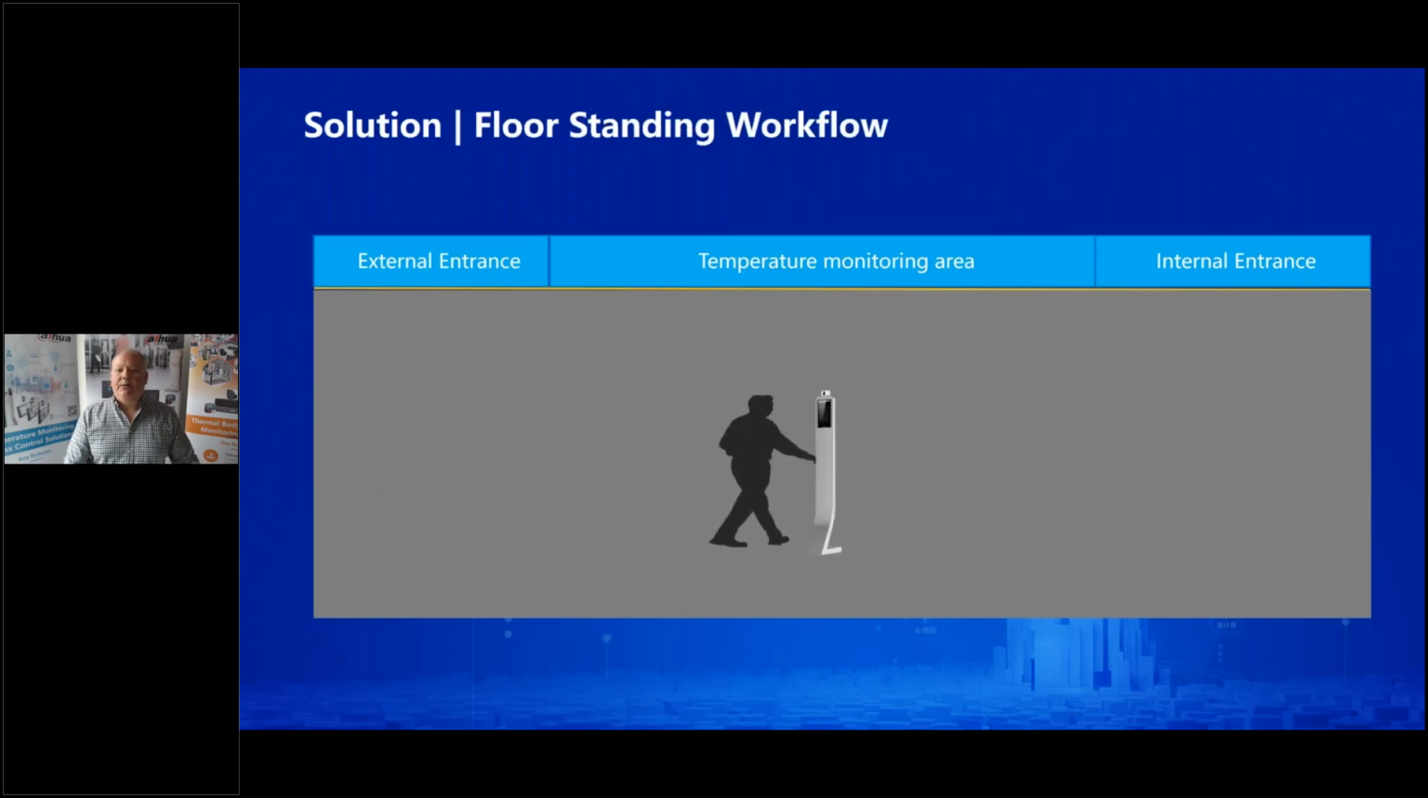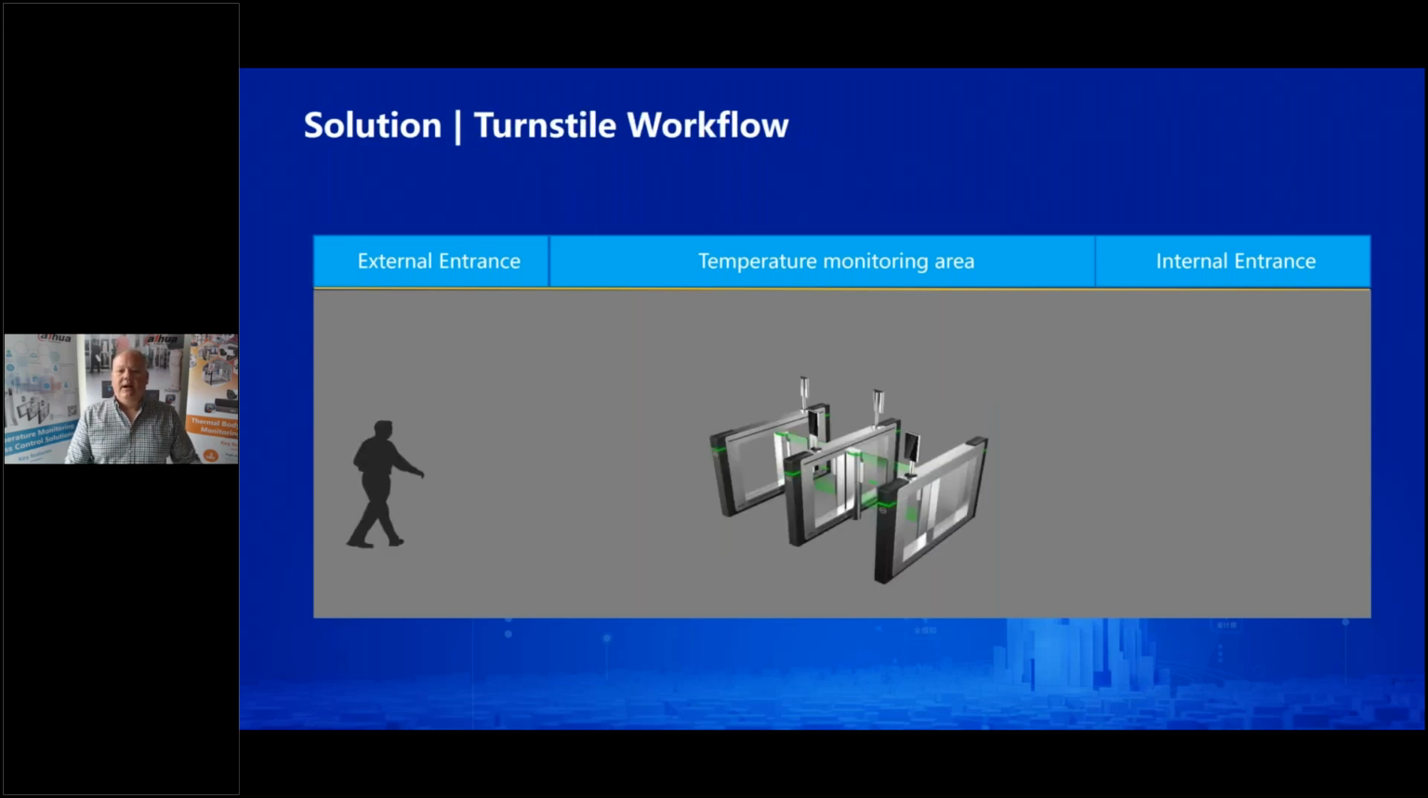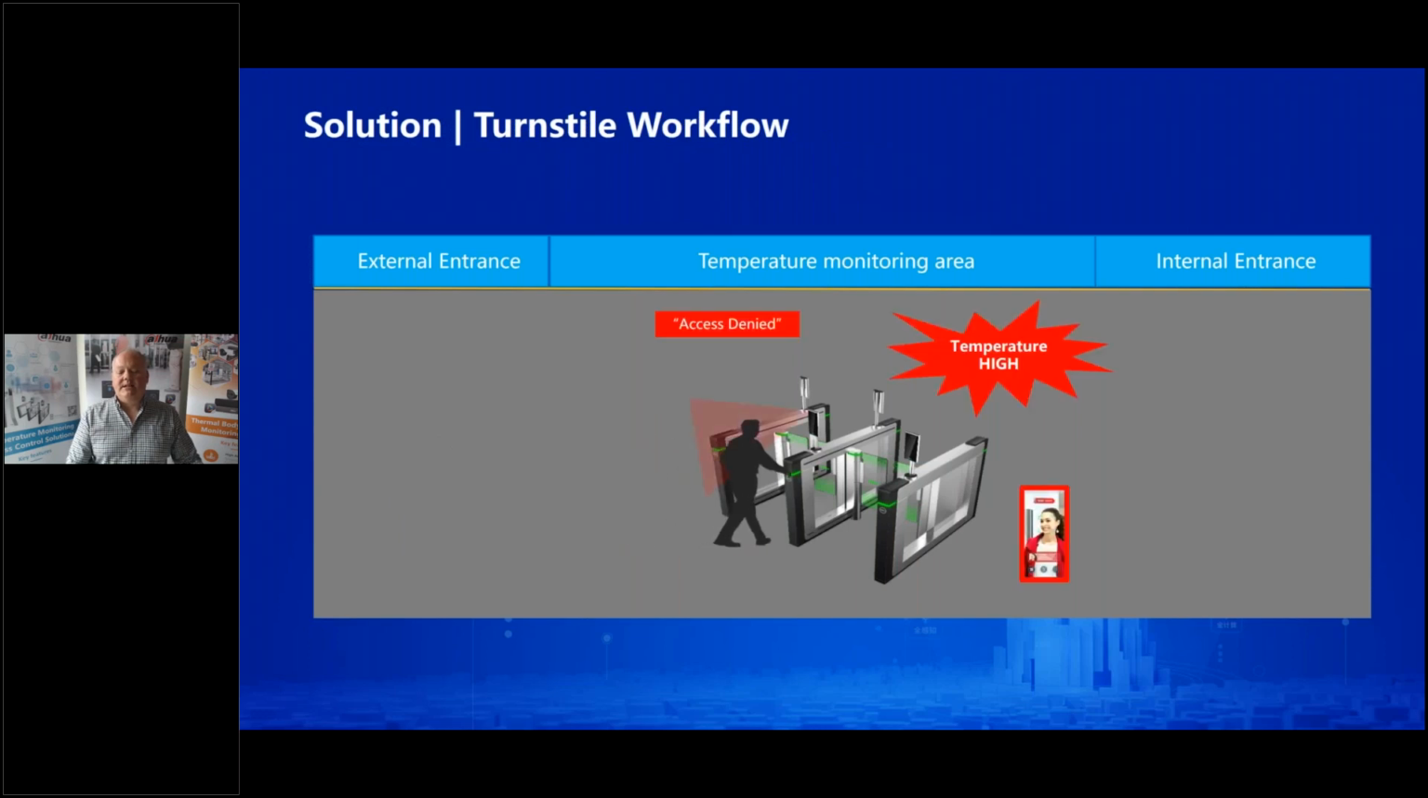However, if they present themselves to the solution and the temperature is high, the warning is different. The audible warning says access denied, and obviously they need to seek assistance. And it's just the same with the speed gate, access denied in just the same way. So in this case, it is a very good solution because they wouldn't actually gain access to the building.